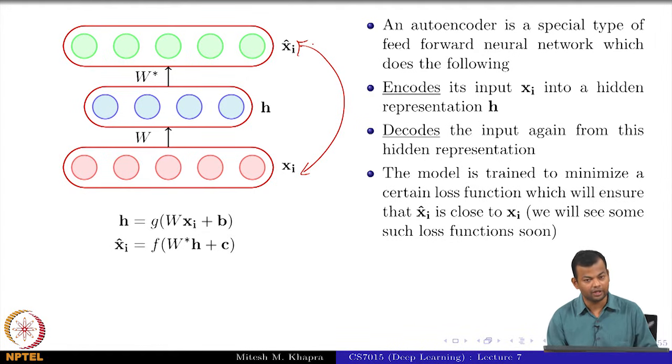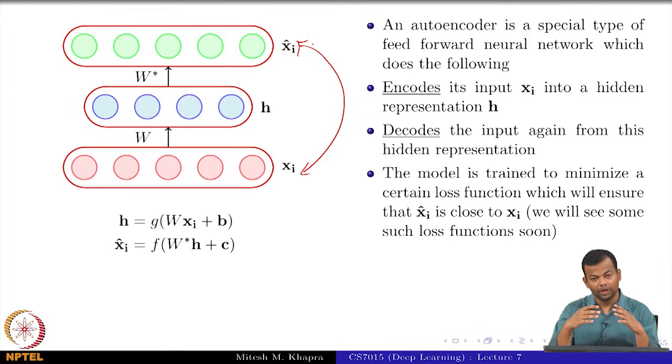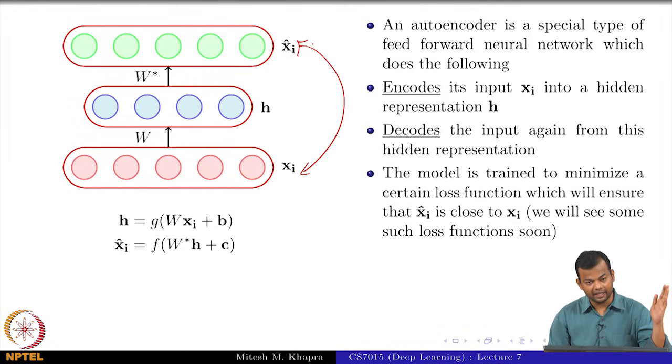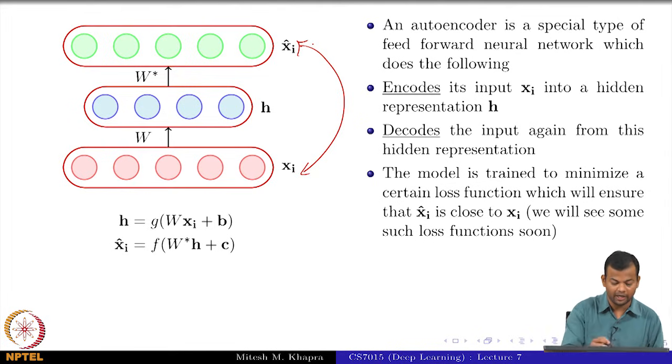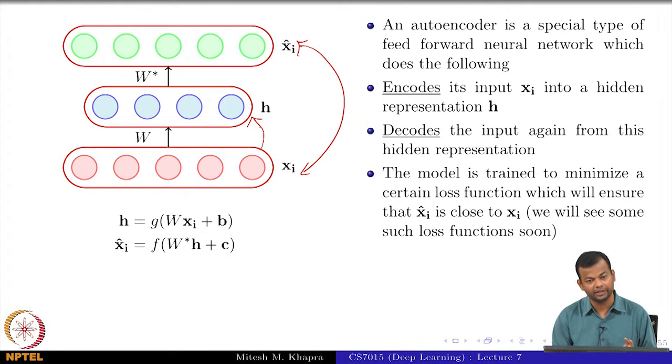So, you want to make sure that after passing through this bottleneck, which is the hidden representation, you are able to reconstruct xi and the reconstructed output is very close to the original input, right. So, can you see an analogy with PCA where you are trying to find this hidden representation or the most important elements of the original input xi.